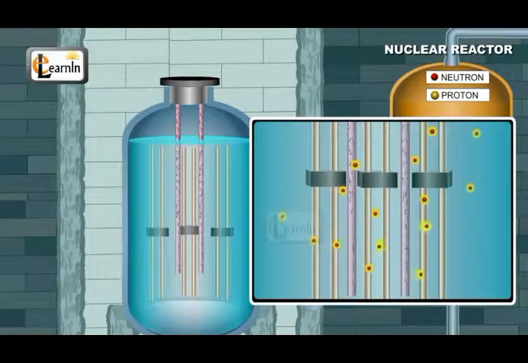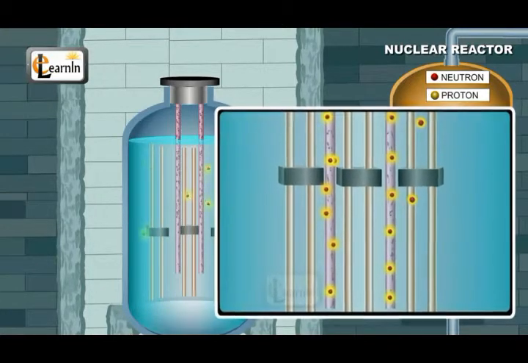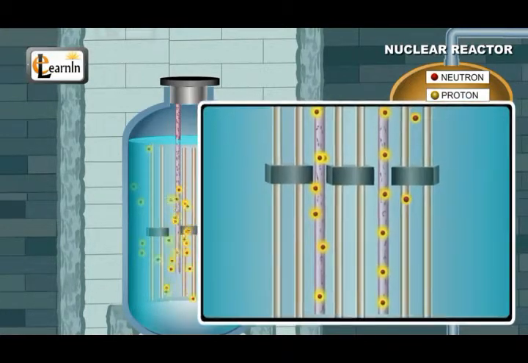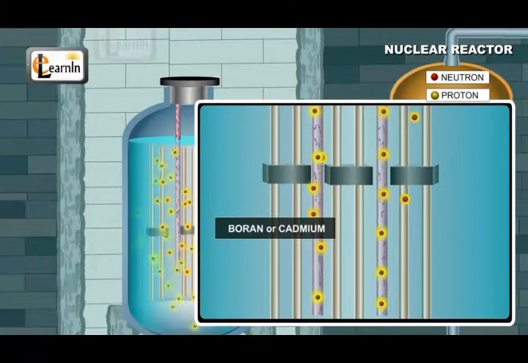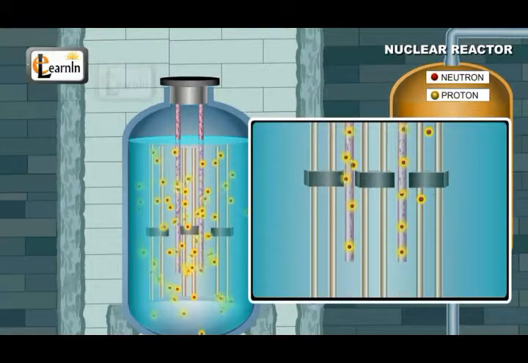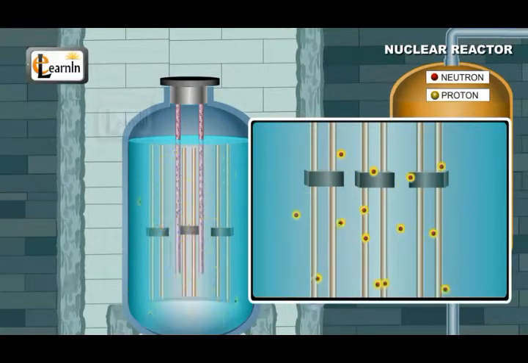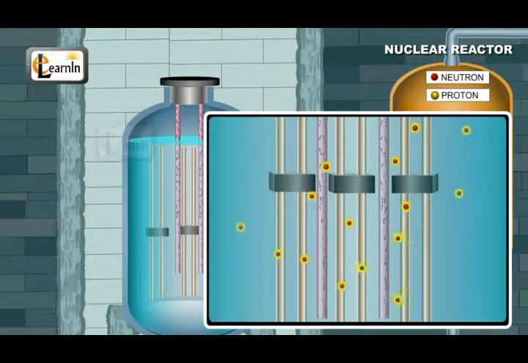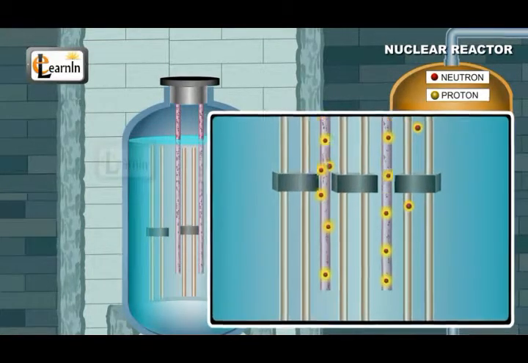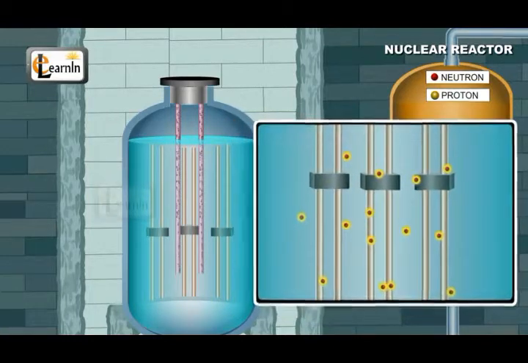The main function of the control rods is to absorb any excess or spare neutrons in the moderator in order to prevent any further fission reactions. Usually, such control rods are made of boron or cadmium. To increase the rate of fission reactions, these rods can be removed from the moderator. A steady output of energy can be maintained by inserting or removing the control rods in the nuclear reactor.